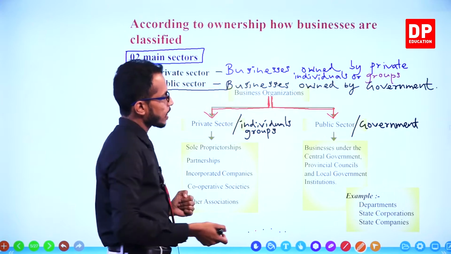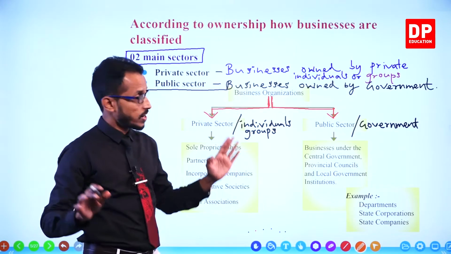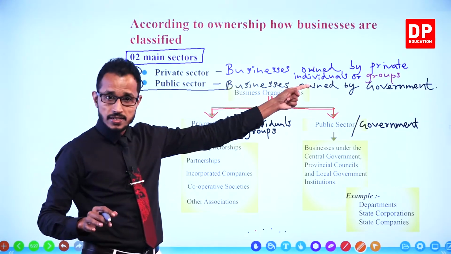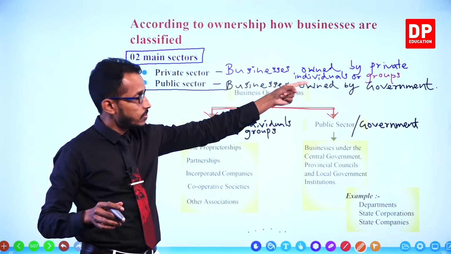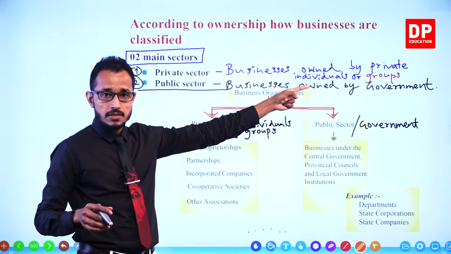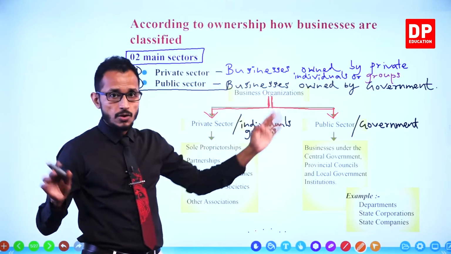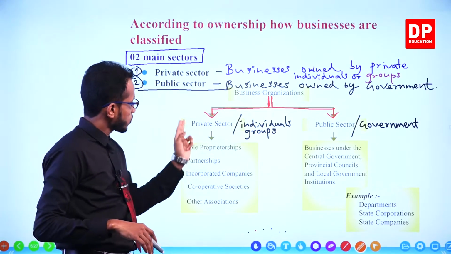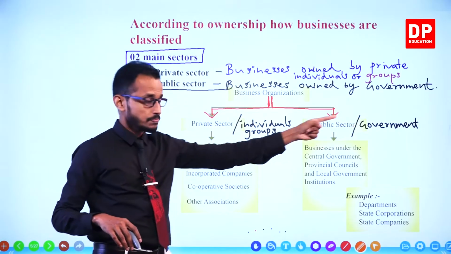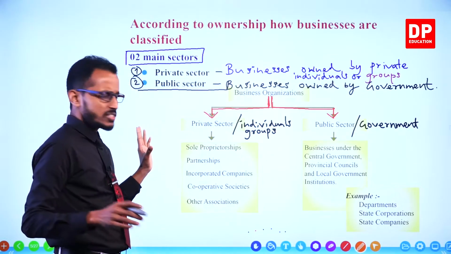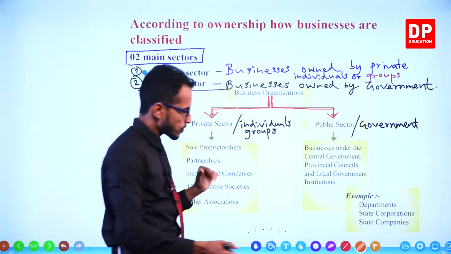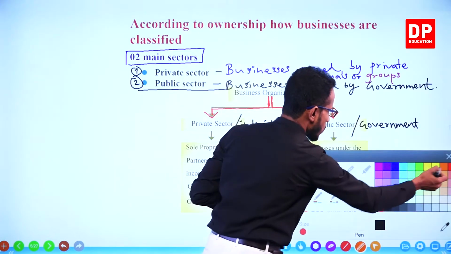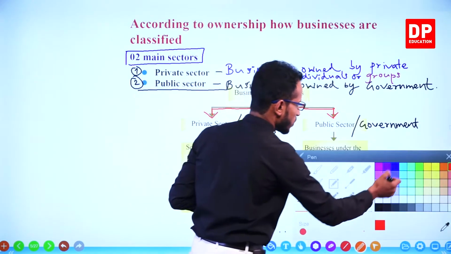Okay? I hope all these are clear to you, right? Do you read my handwriting? Can you read my handwriting easily? I hope so. So private sector, public sector. First, let's take private sector, shall we? What businesses are in the private sector? We'll use blue color.